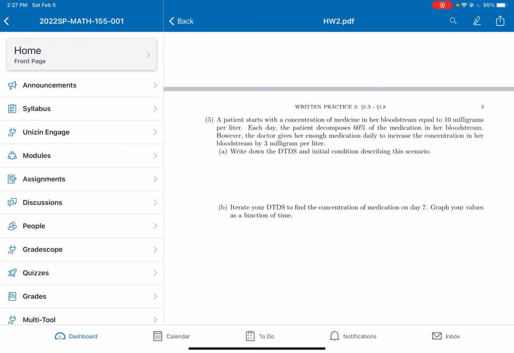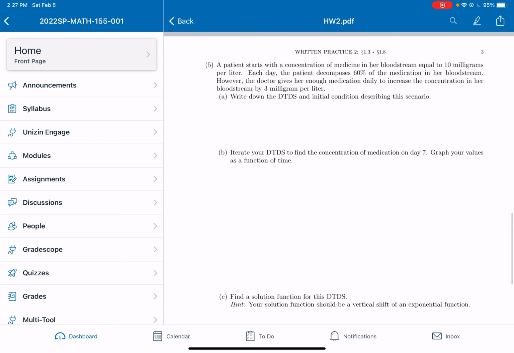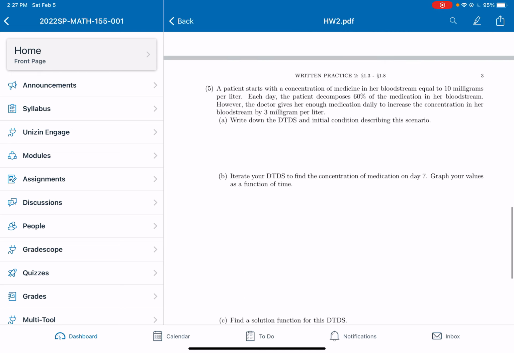So I wanted to make a video giving tips on problem 5 for the written practice 2, specifically because in my previous videos when I mentioned the solution functions would be responsible for finding, it's not the type that's talked about in 5, and that's part of why there's this hint given on part C. So anyway, we'll get there. Let's just run through problem 5. I'm going to change the numbers, but it'll be similar in spirit, and hopefully it'll give you enough of a starting point.